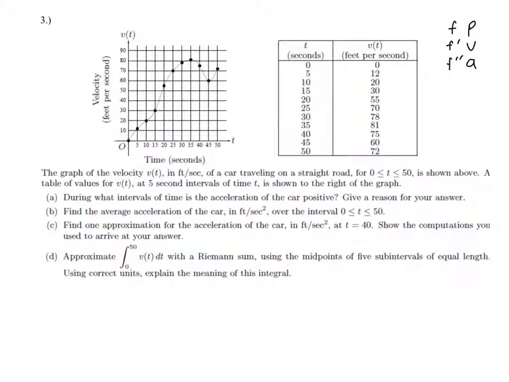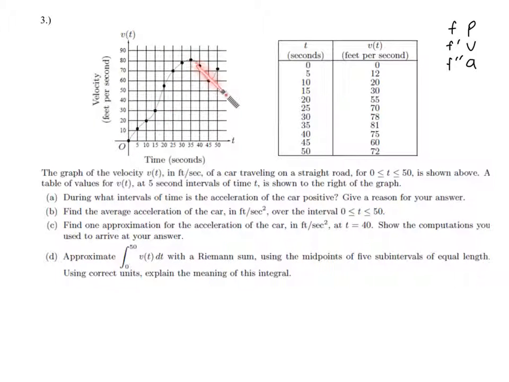If our acceleration is positive, and we're looking at a velocity graph, then the velocity is going to be increasing. So if we're looking at a picture of the velocity graph, and we want to know when the acceleration is positive, well, it's when the velocity is increasing. So from 0 to 35, the velocity is increasing.